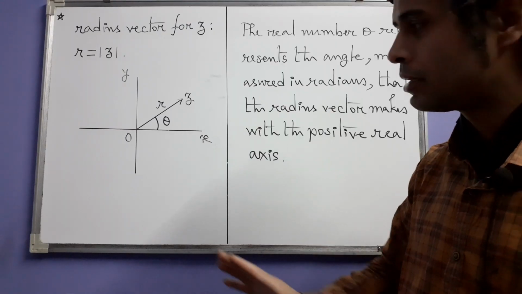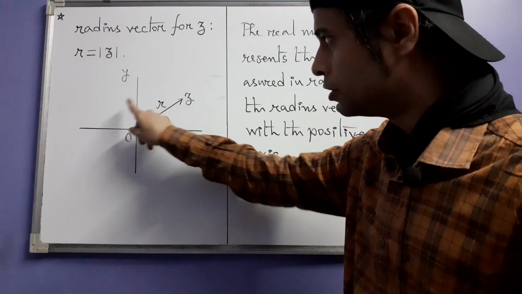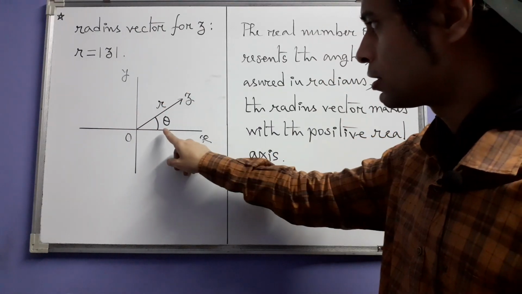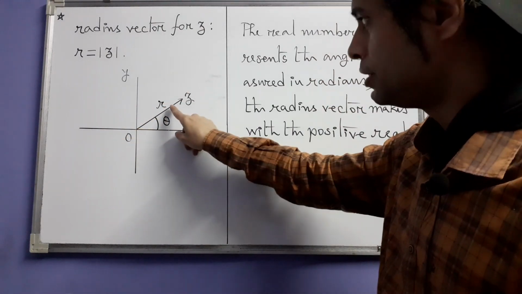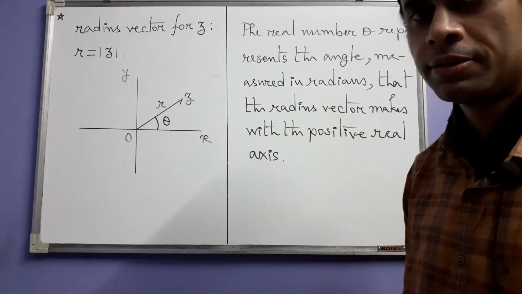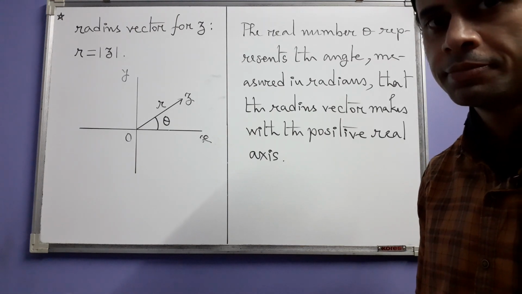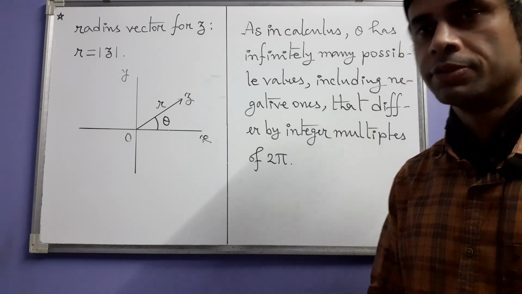But is it really just this angle? It can be this angle also, no? Or even this angle, or even this angle. Which angle should you take as theta? And the answer is all of them.